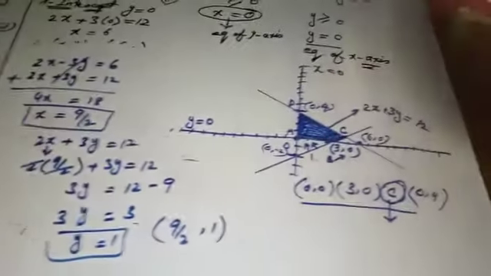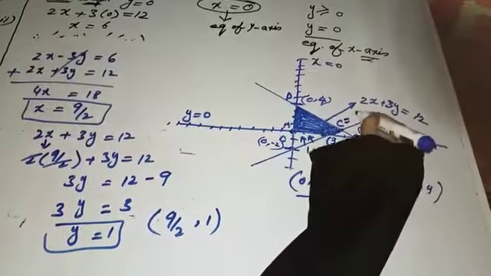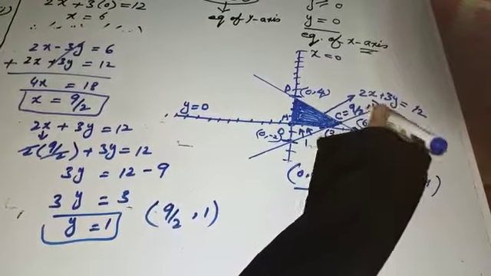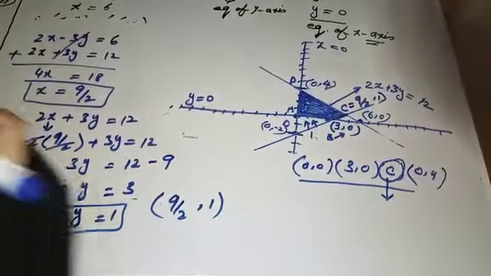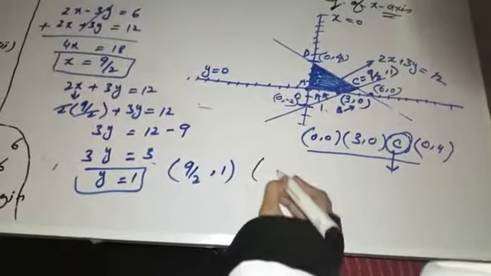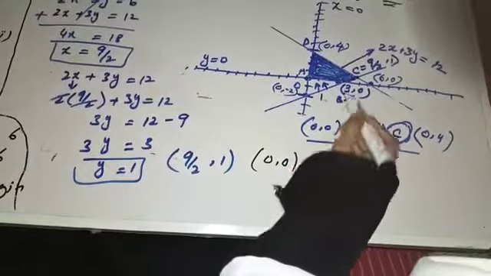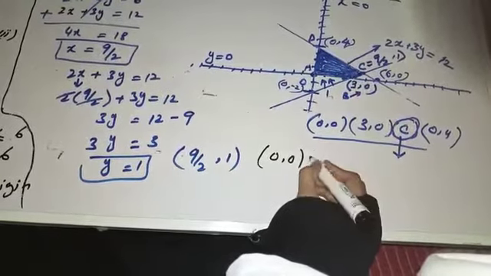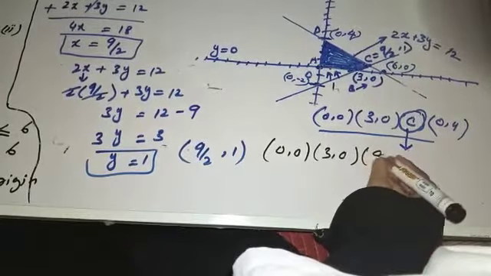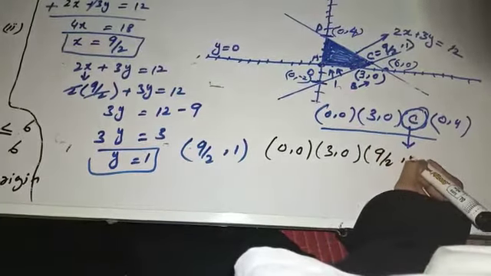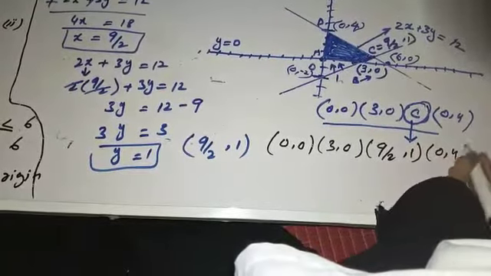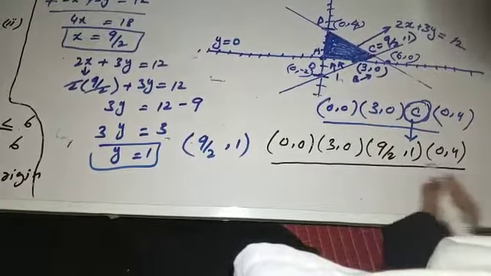So now I am writing all points. So this C point is 9/2 and 1. So now I am writing the corner points again. First, the origin corner point is 0, 0. This one, B corner point, is 3 and 0. And this C corner point is 9/2 and 1. And this D corner point is 0 and 4. So this is our required solution.